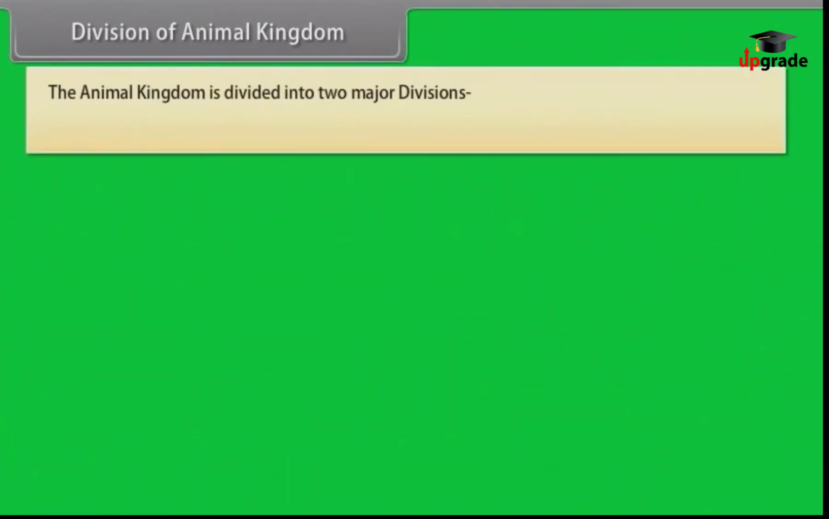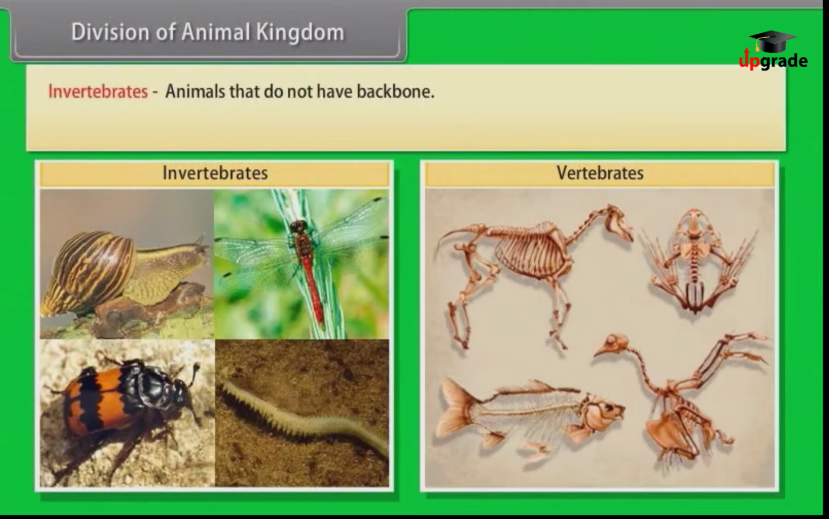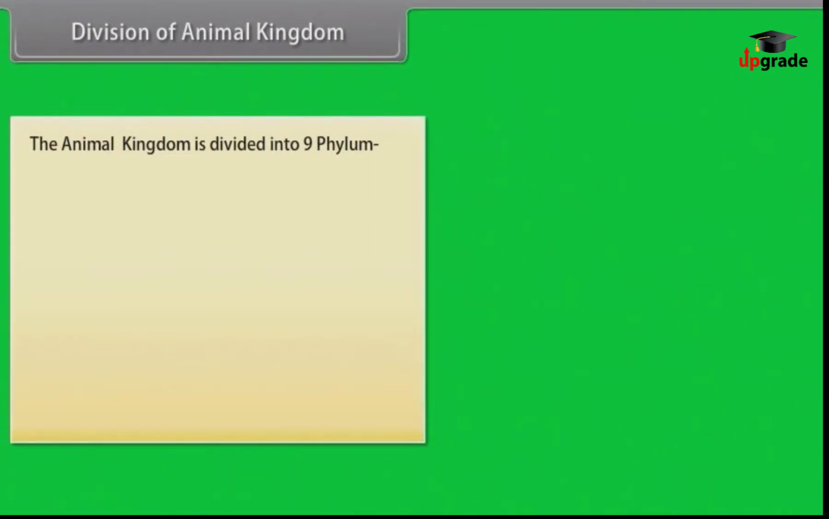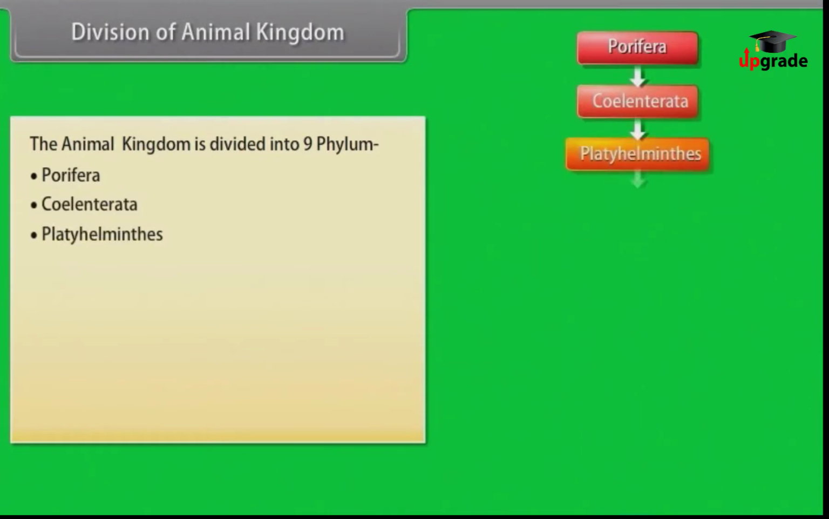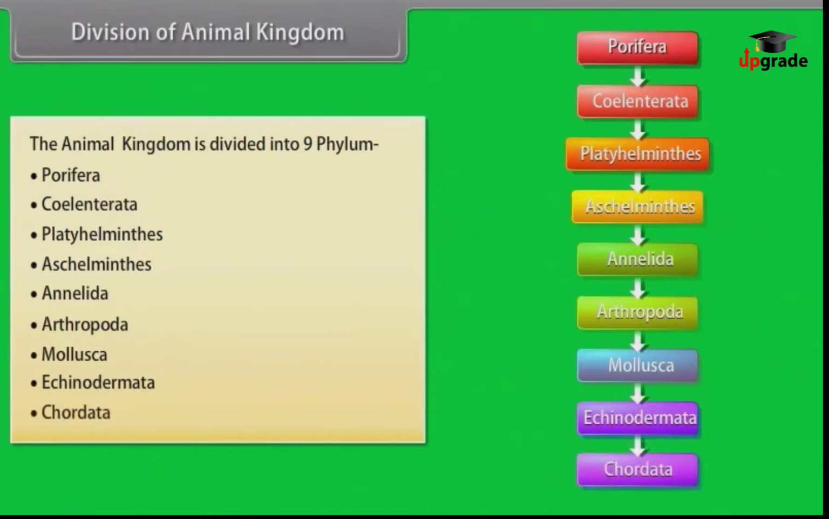Division of animal kingdom. The animal kingdom is divided in two major divisions: invertebrates, vertebrates. Invertebrates, animals that do not have backbone. Vertebrates, animals which have backbone. The animal kingdom is broadly classified based on common fundamental features as given in the image. The animal kingdom is divided into 9 phyla: Porifera, Coelenterata, Platyhelminthes, Aschelminthes, Annelida, Arthropoda, Mollusca, Echinodermata, Chordata.